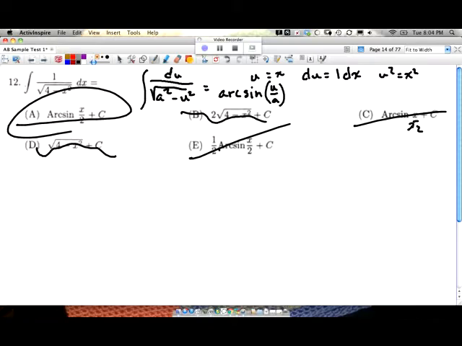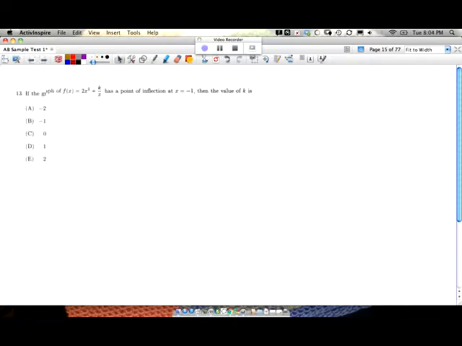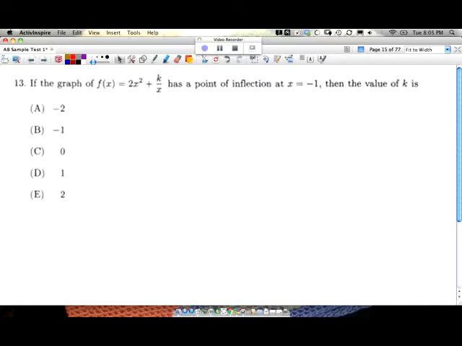That was easy, as long as you knew this. Memorize. Number 13. Ooh, this one's fun. Fun, fun, fun.